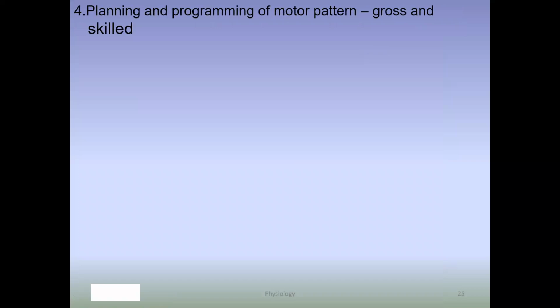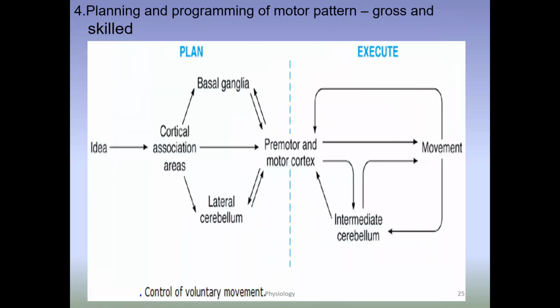Fourth function is planning and programming of motor patterns of movements. Again, this diagram you will also have in the lectures of the cerebellum. So what is planning and programming? That means for any voluntary activity, for example, you want to play cricket or you want to lift a weight, there should be flexion of your elbow. So at what stage we have to stop, at what stage we have to lift that particular instrument, this planning and programming is done in two parts, that is the basal ganglia and the cerebellum. So what is the idea? For example, you want to lift that particular weight.